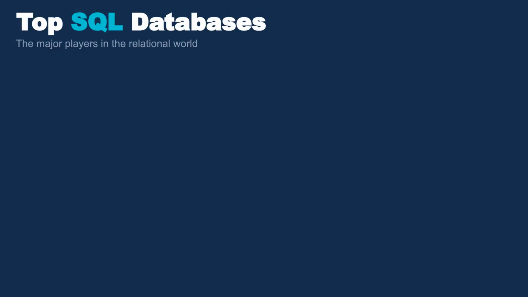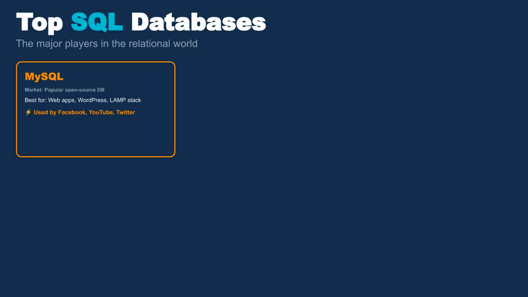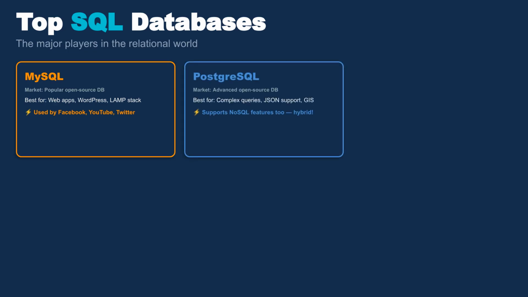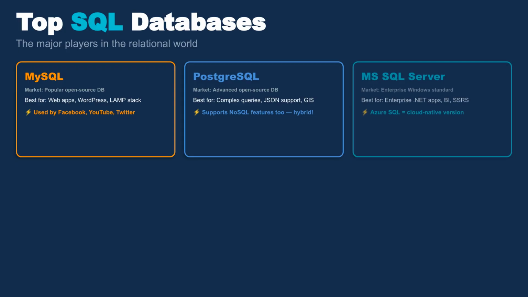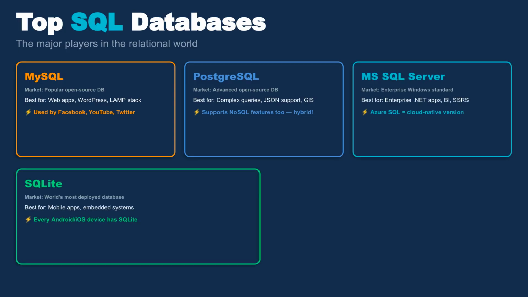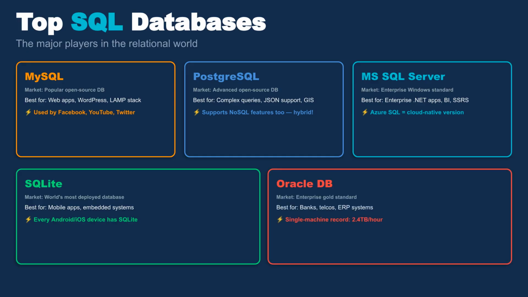The top SQL databases include MySQL, a popular open-source choice. Postgres is advanced and even supports some NoSQL features. MS SQL Server is the enterprise standard, and SQLite is the world's most deployed database, found in nearly every mobile device. Oracle DB is known for its enterprise strength and impressive throughput.